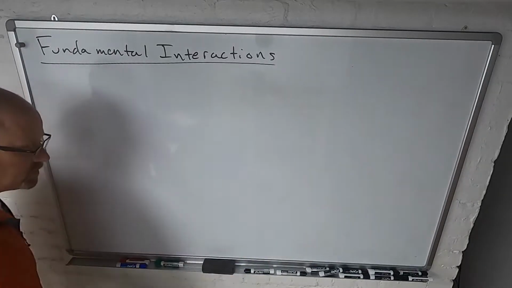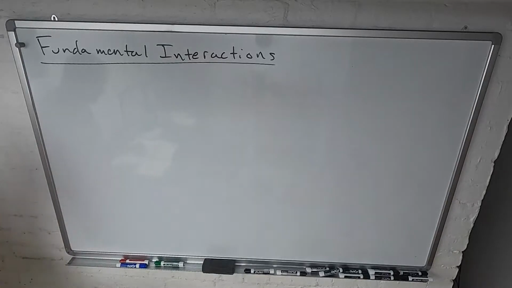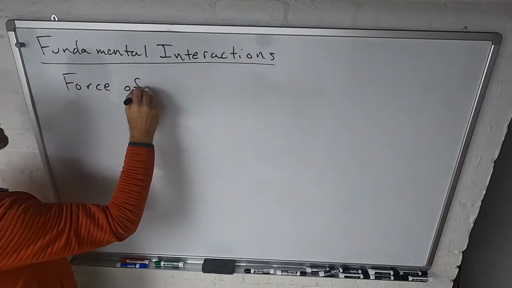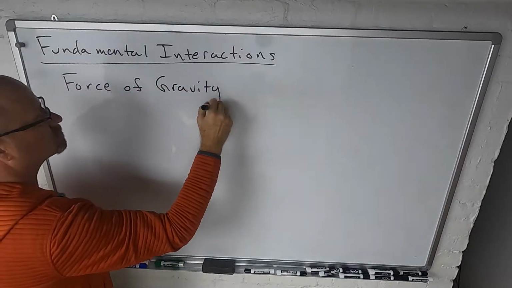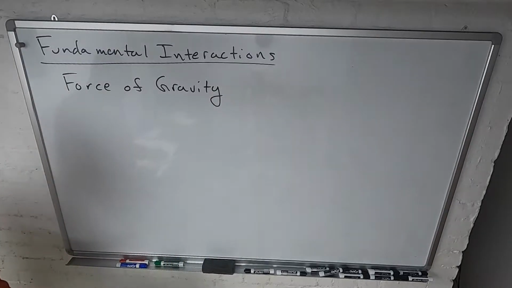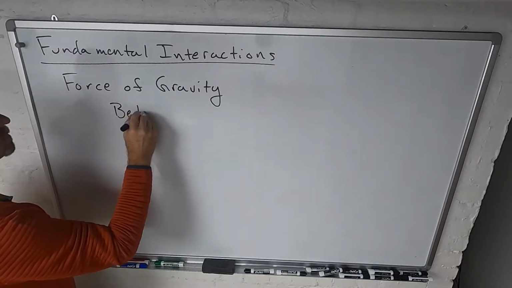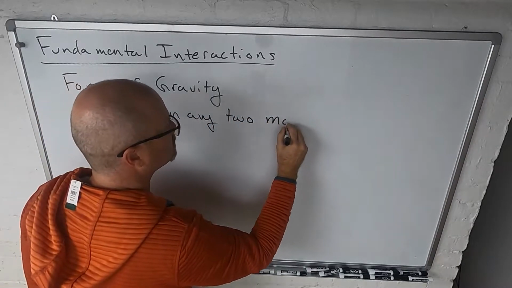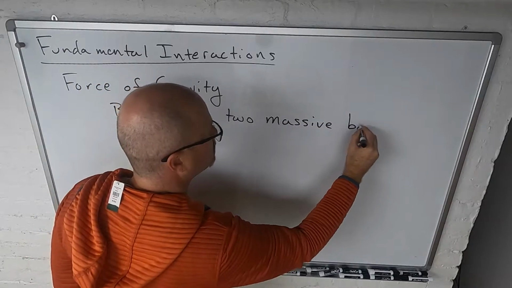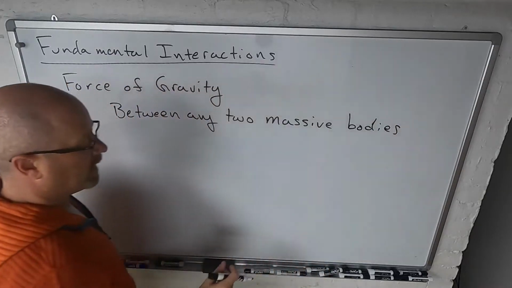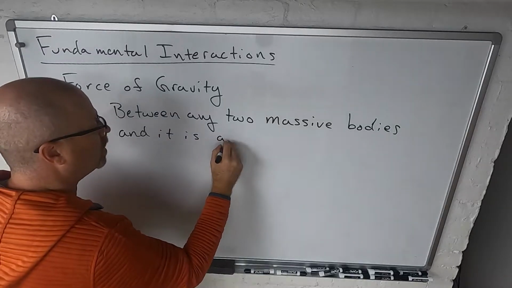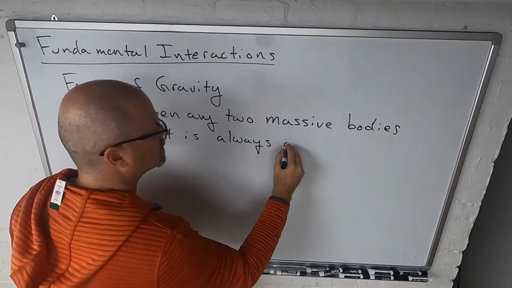Okay, so we deal with gravity every day. We are pulled towards the Earth by it having a mass and us having a mass. So the force of gravity is a force between two bodies. Any two massive bodies. These are objects that have mass. And it is always attractive.